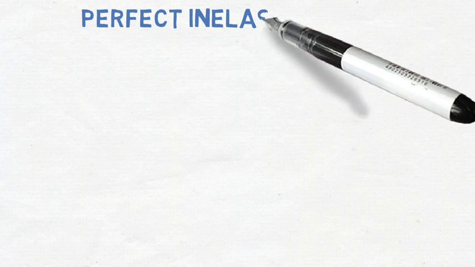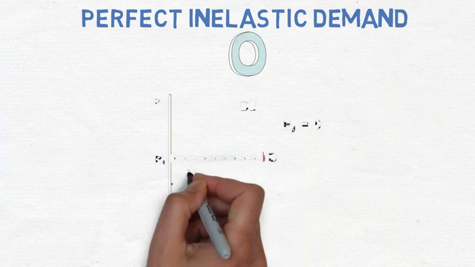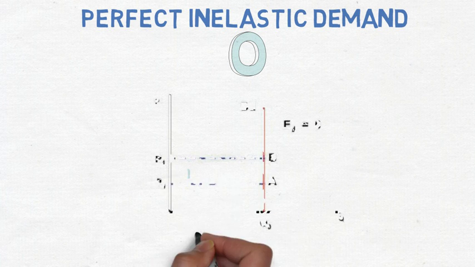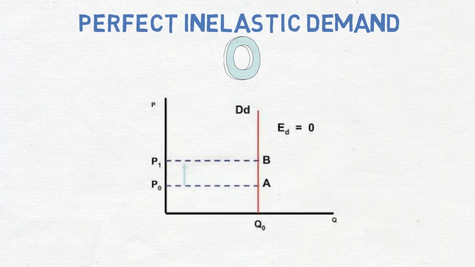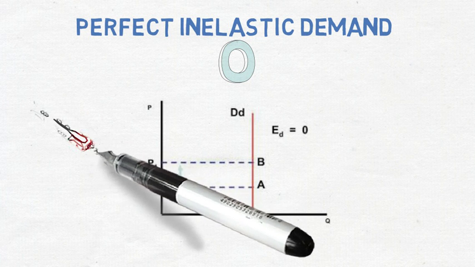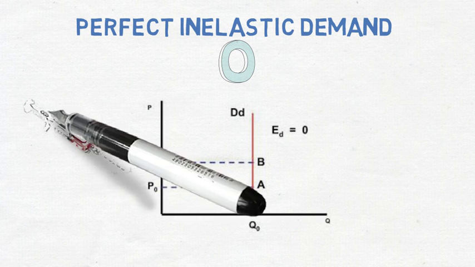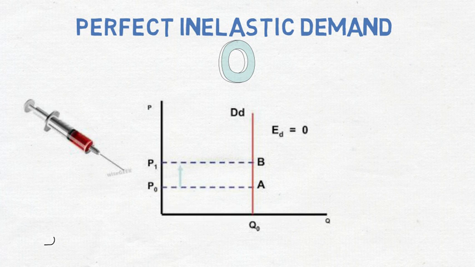Perfect inelastic demand refers to a situation where the price elasticity is equal to zero. It is represented by a vertical line parallel to the price axis. The curve shows that if the price increases or decreases, individuals will still buy the product. For example, a diabetic needs insulin to survive. Regardless of the price of insulin, the individual needing insulin will still buy the product.